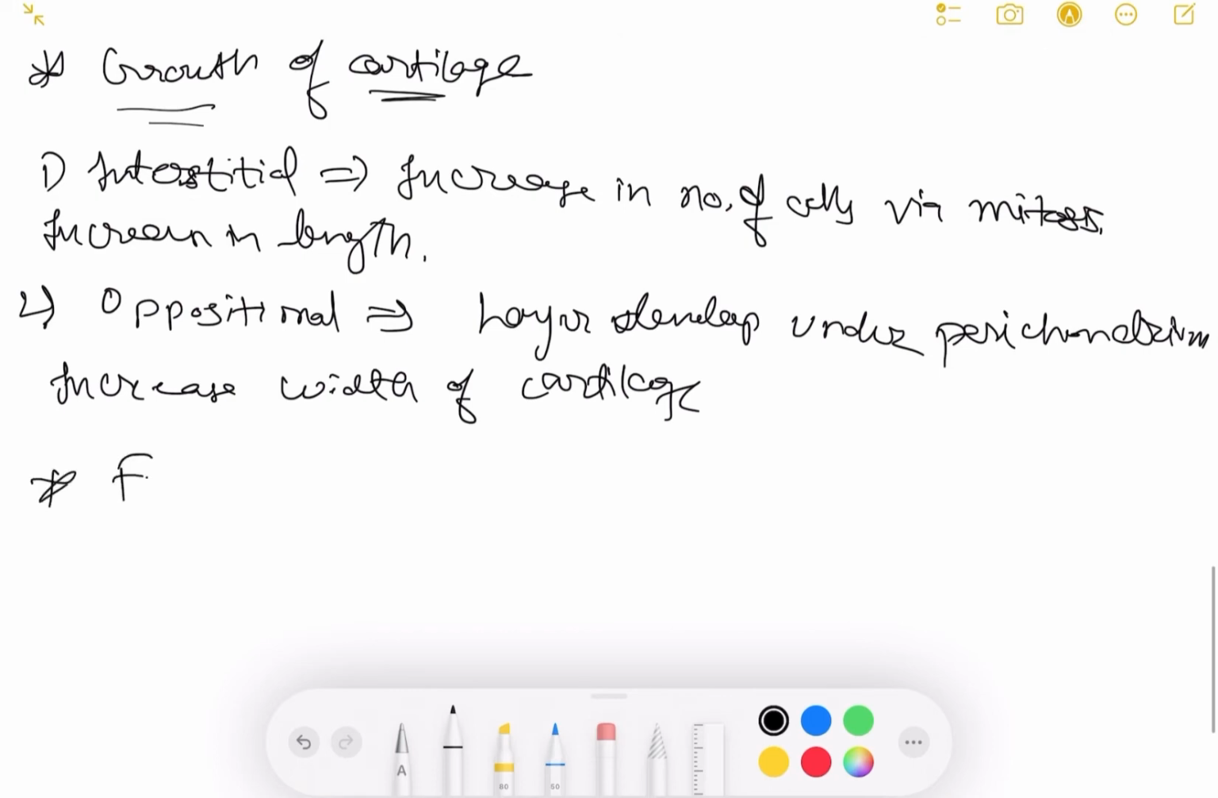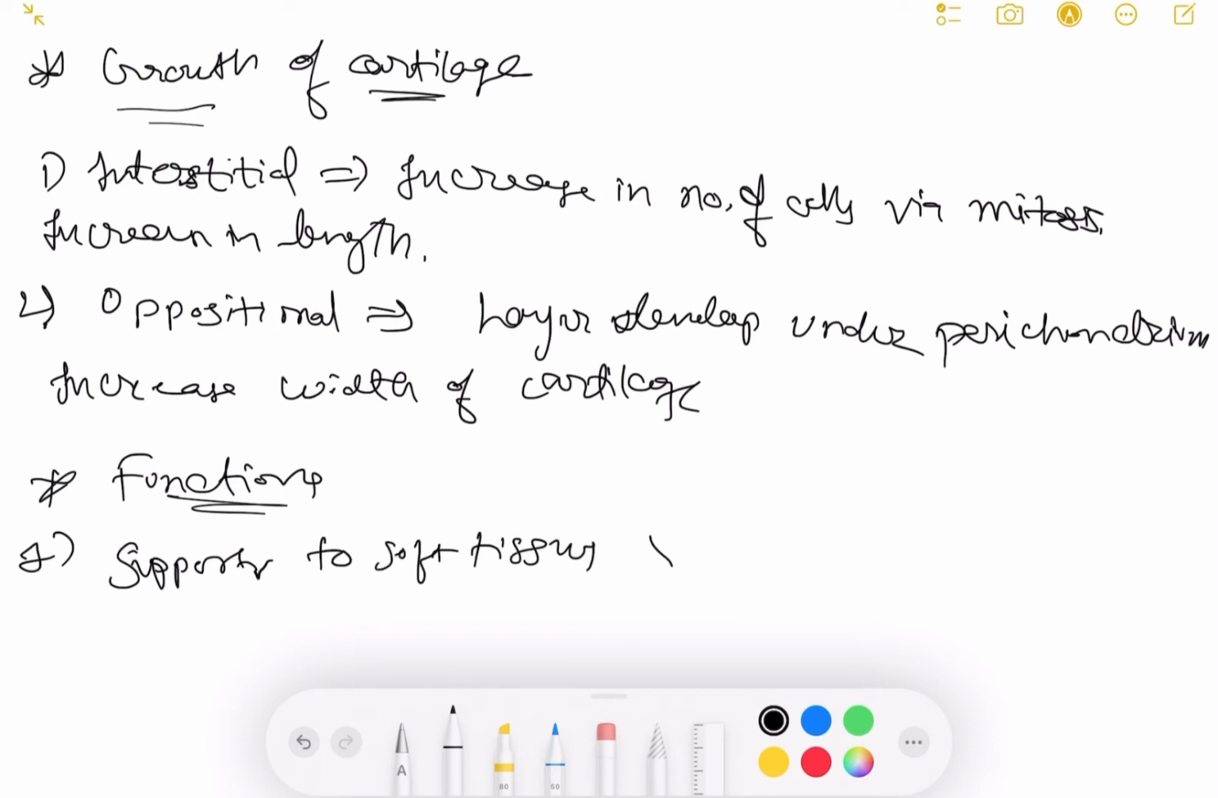Now if we talk about functions of cartilage, as we have seen the functions of bones, the function of cartilage is what? To provide support to soft tissues and a sliding surface for joints. As we have seen, sliding surface of joints, which plays a role in friction.